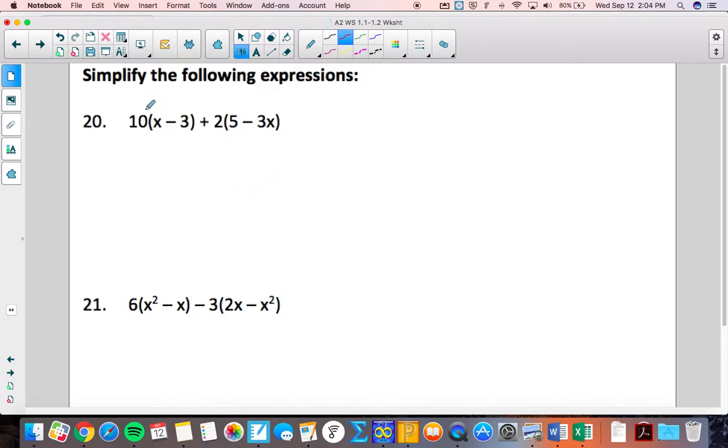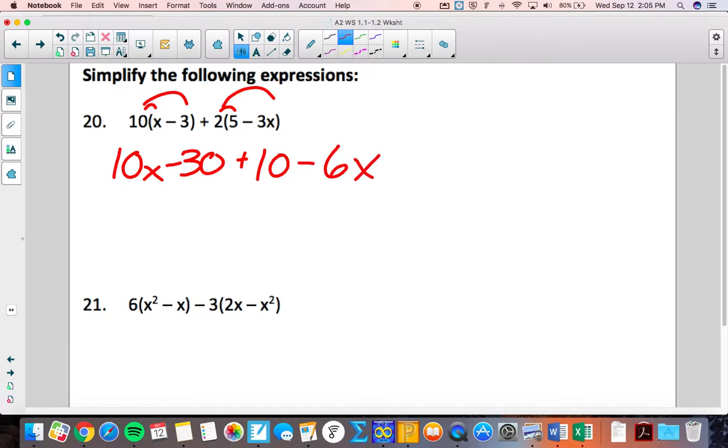Simplify the following expression. So we're going to distribute here. We get 10x minus 30. And over in the other one, we're going to get 10 minus 6x. So now, that's distribution. Now we can combine like terms. These are like terms. I have 10x and negative 6x.